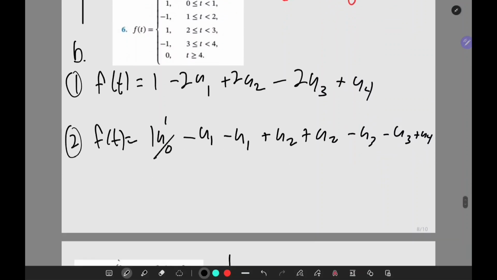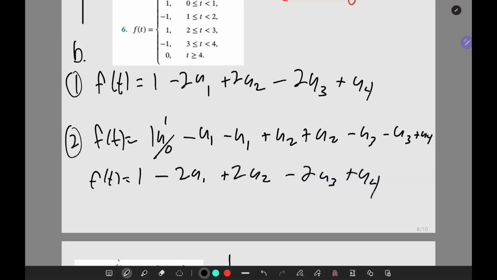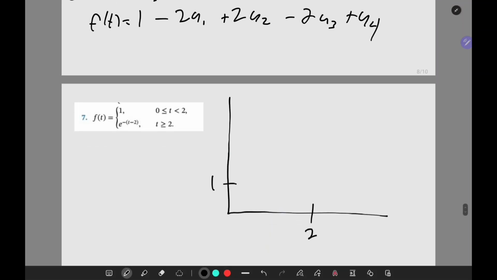So then you'll be left with f of t is equal to 1 minus 2 u1 plus 2 u2 minus 2 u3 plus u4. See how that works? Works every time. Isn't that really cool? I don't know where I learned that from. I actually have no idea. I must have watched a YouTube video or something and saw that a while back.